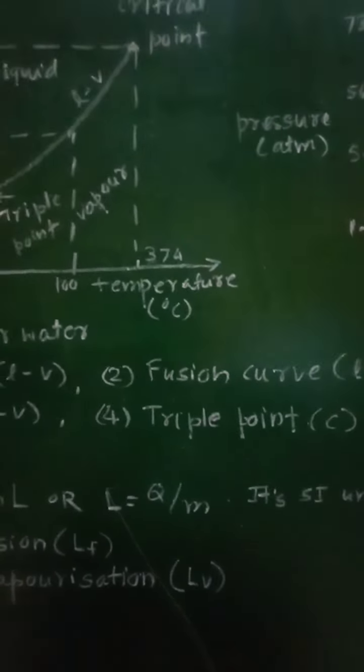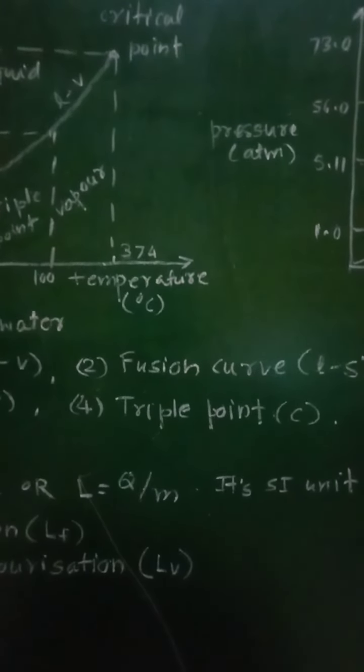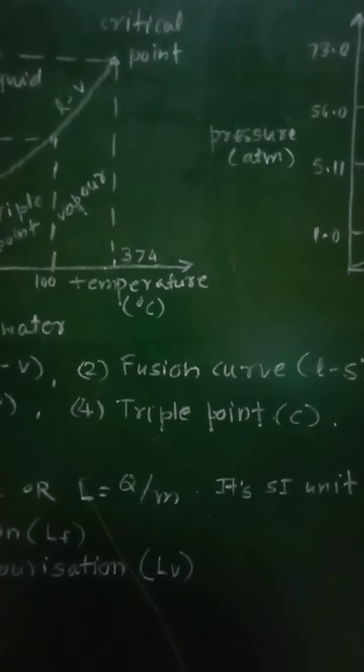The temperature and pressure at which the fusion curve, the vaporization curve and the sublimation curve meet, and all the three phases of the substance coexist, is called the triple point of the substance.